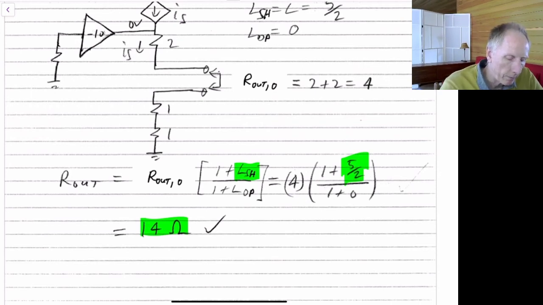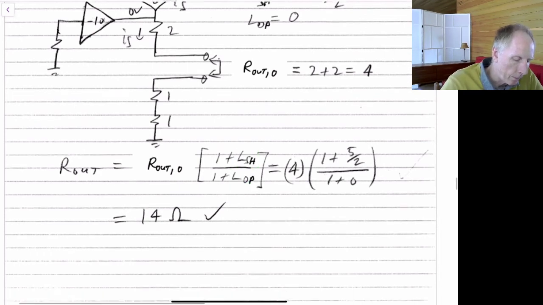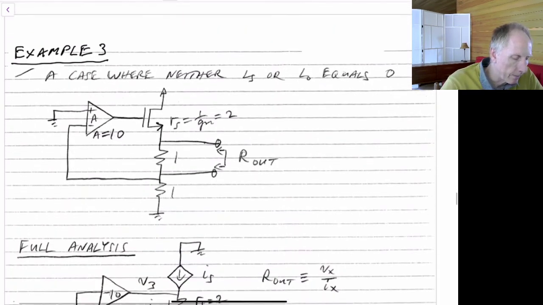It's increasing it if the loop gain is non-zero when it's shorted and it's 0 when the port is open. Then what I find is that my port impedance is increasing. In the opposite case, when L sub OP is non-zero and L sub S is 0, then my port impedance will decrease as my loop gain increases. So we see this decreasing and increasing case.